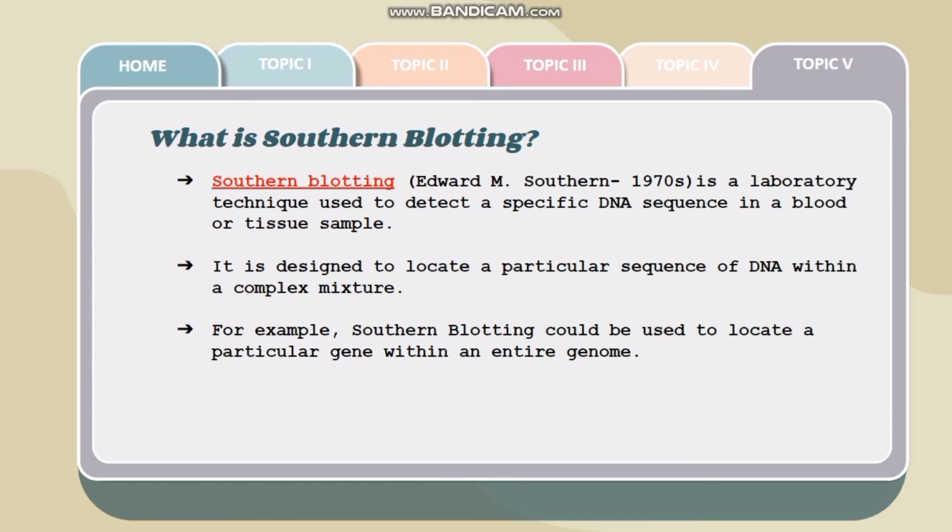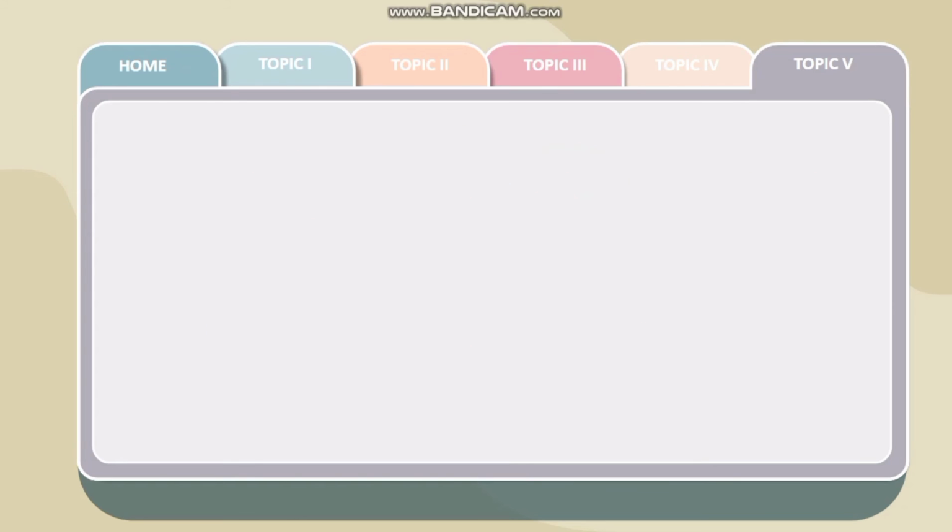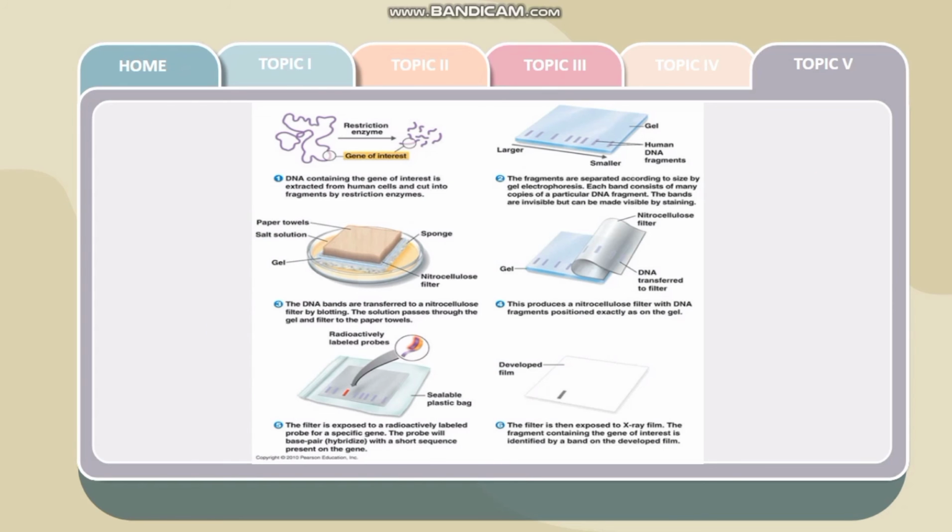After we define and give meaning to the purpose of Southern blotting, we will now proceed to its method. Here on the image, there are 6 procedures needed to perform. The first one is to digest the DNA with an appropriate restriction enzyme. This enzyme cuts a DNA molecule at a particular place.